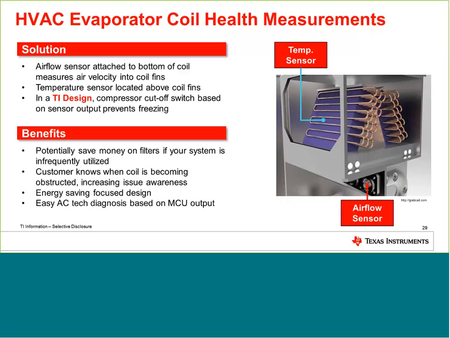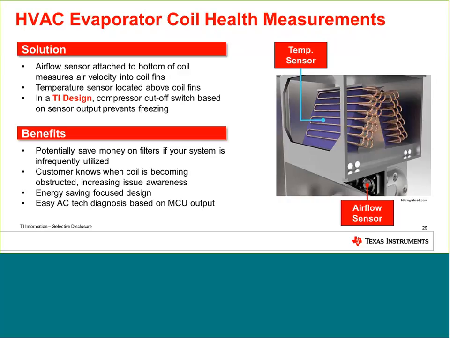Then we will have a temperature sensor above the coil, and so once the coil is frozen or when it's dirty, this temperature will start going down. Why does the temperature go down? Because the more restriction we have in the coil, the slower the air goes through the coil, and the more the air will cool. So on the temperature sensor, we can immediately see how the coil is operating, and if the temperature is too low, we know that the coil is dirty, and that something needs to be done.